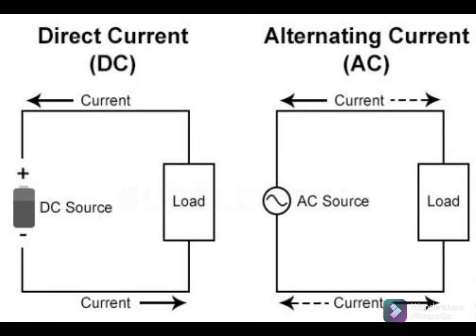DC stands for direct current and AC stands for alternating current, meaning that the current in the DC circuit flows in one direction. It is a continuous current. That is, the magnitude and the direction of the current remains same with respect to the time. It won't change. But in AC circuit, the current changes its direction with respect to the time.